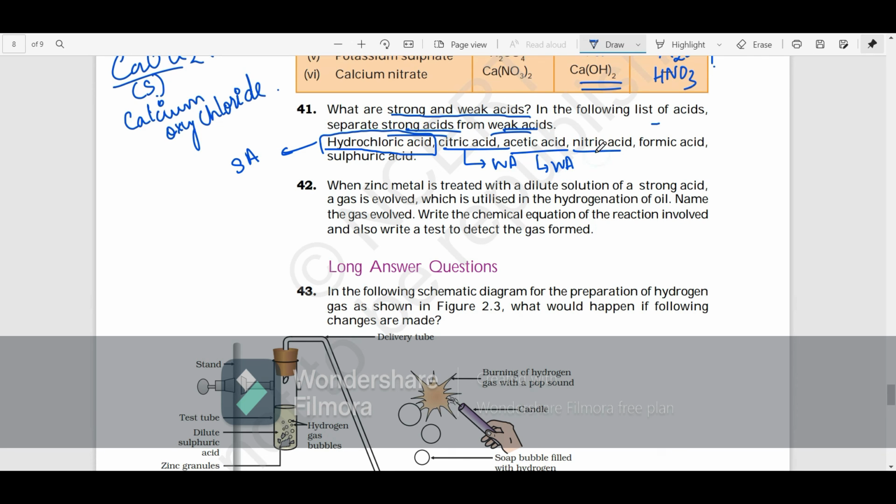Nitric acid is a very strong acid. Okay, formic acid, which you get from an ant sting, is also a weak acid, right? It doesn't corrode the place of the bite or anything. And sulfuric acid is a strong acid. Okay, so first is a strong acid, then weak acid, then again weak, then strong, weak, and strong.